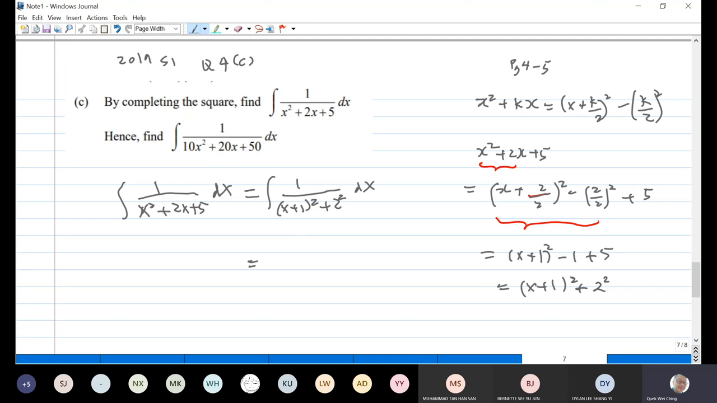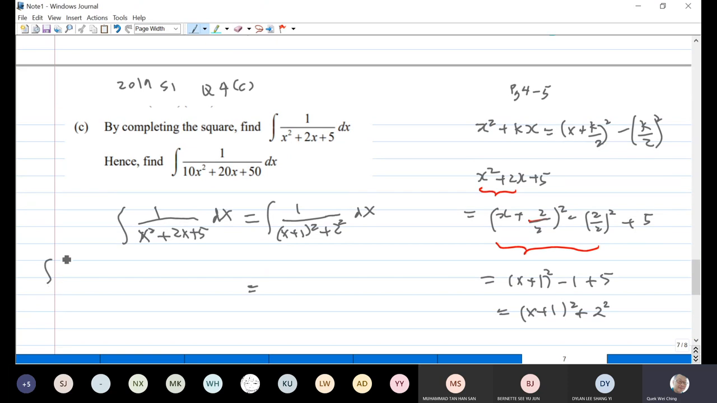Now the question is, how do you integrate this one? Doesn't mean 1 over something is always ln. One of the common mistakes students make is, when they integrate 1 over x squared plus a squared, very often they say 1 over something must be ln, right? The answer is no, it's not ln. There is no such formula for this one. The correct formula is the one I'm going to write here. 1 over x squared plus a squared integrates to 1 over a tangent inverse x over a. This is a common mistake students always make.